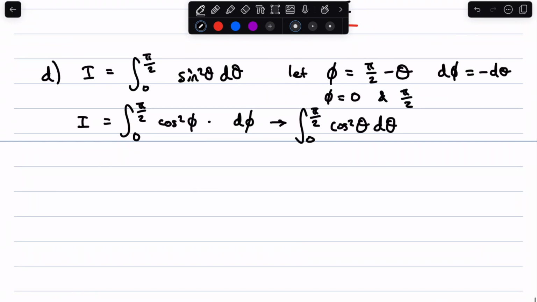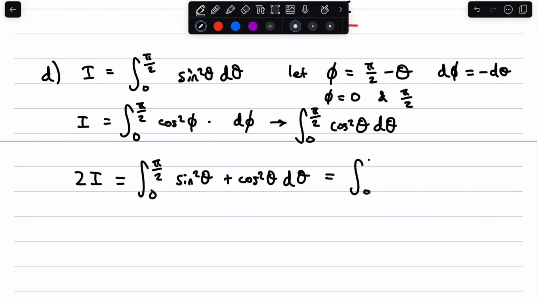And what you can do from here is see that if we just add this integral here and this integral together, they're both equal to I, so we can say that 2I equals the integral from 0 to pi over 2 of sine squared theta plus cos squared theta d theta. And we know that sine squared plus cos squared is 1, so that's just the integral from 0 to pi over 2 of 1 d theta. And that is simply just pi over 2. So therefore I is pi over 4.